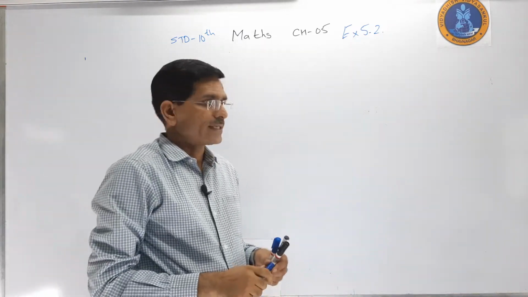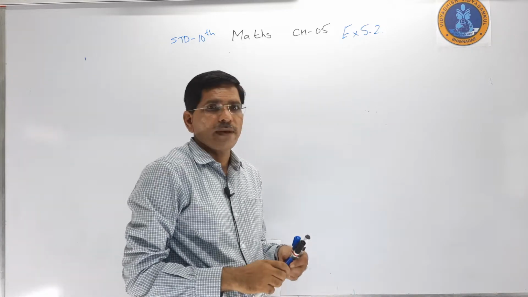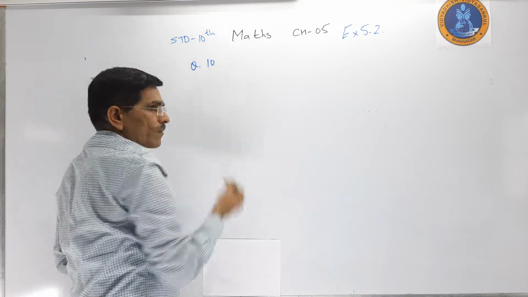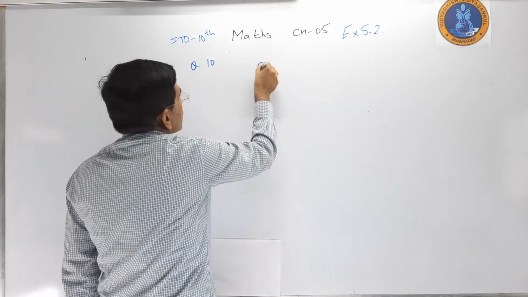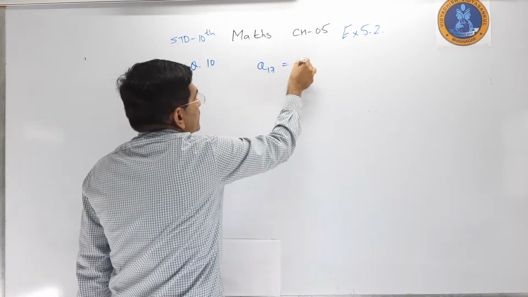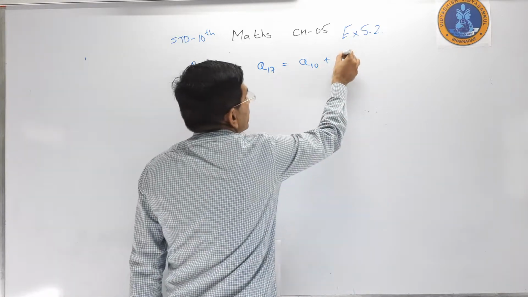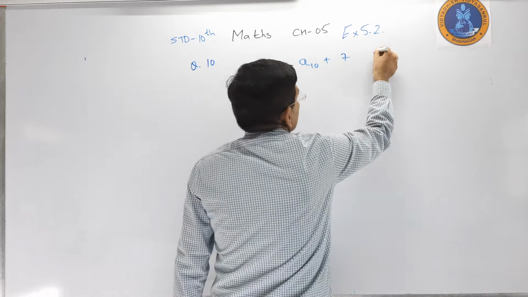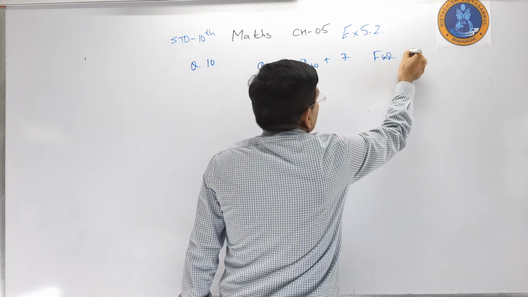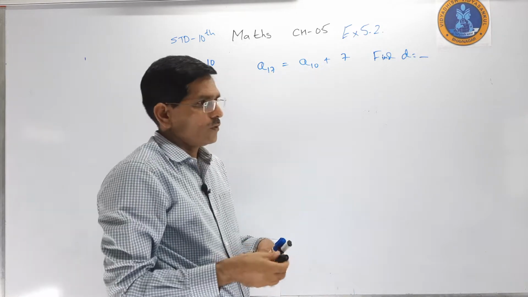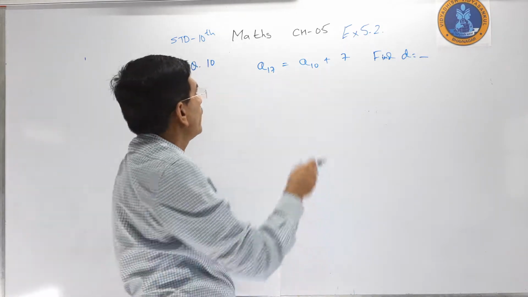The 17th term exceeds its 10th term by 7. Question number 10: the 17th term exceeds the 10th term by 7. Find the common difference. So already we know the formula.